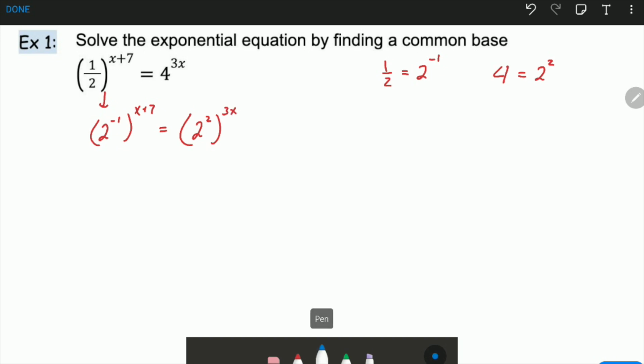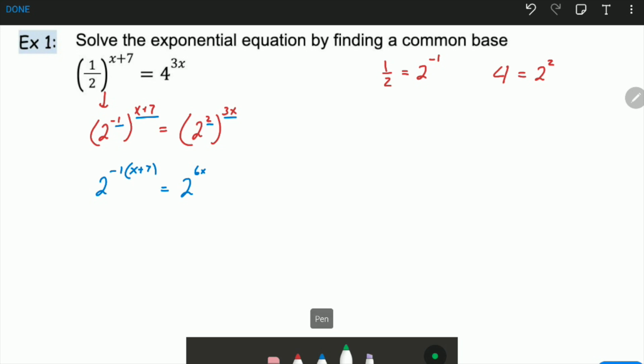Next thing, we apply exponent properties here. When you have a power to a power, you multiply the exponents. So 2 to the power of -1 times x plus 7. And on the other one, multiply 2 times 3x, so 2 to the power of 6x.